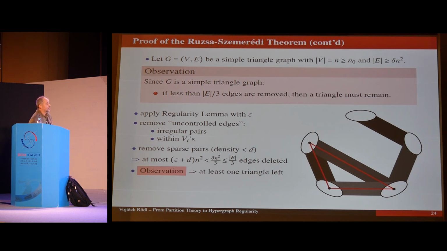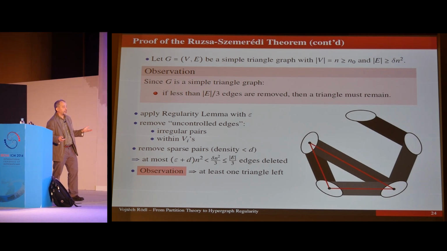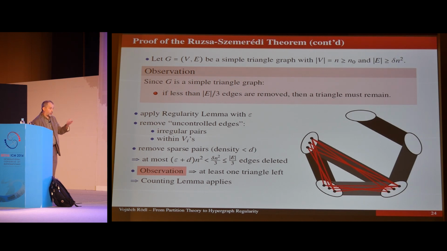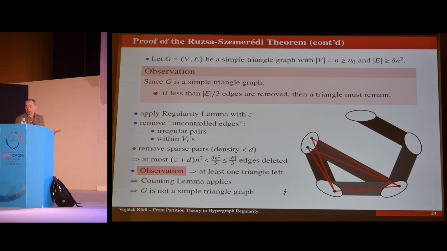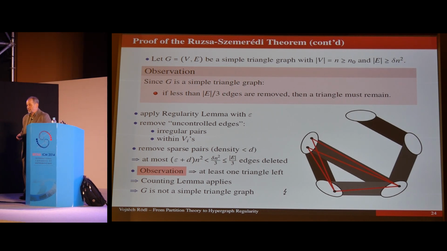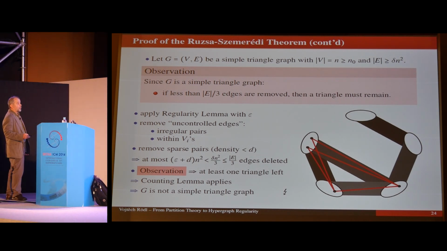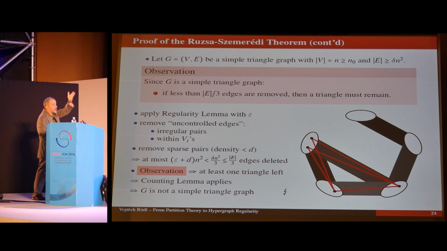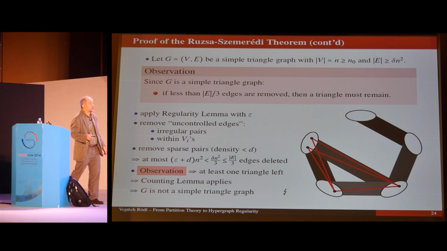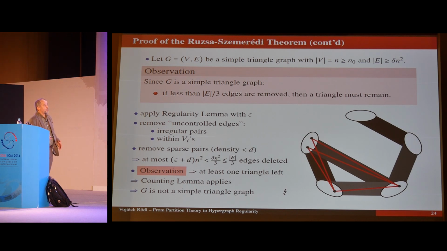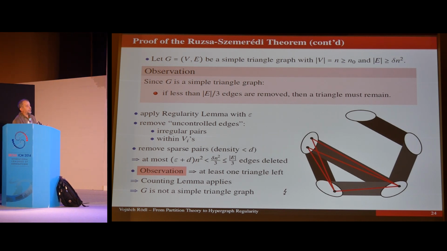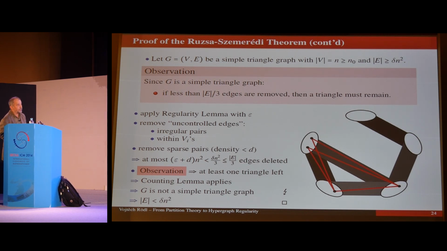Here it is. But then we have 3 dense pairs, epsilon regular, so the counting lemma applies. Actually, its conclusion applies. There is an edge sitting in 2 triangles. What it means, we didn't have the simple triangle graph. And this is the contradiction with our assumption that we had many edges. So it means that the number of edges must be less than delta n squared.